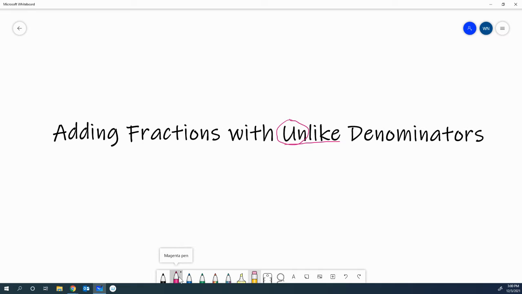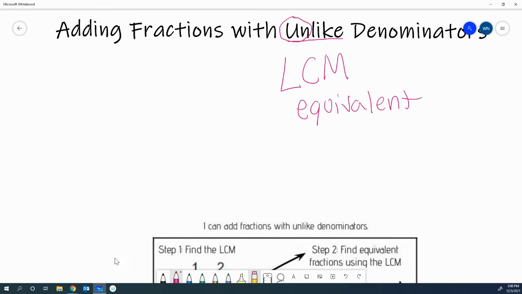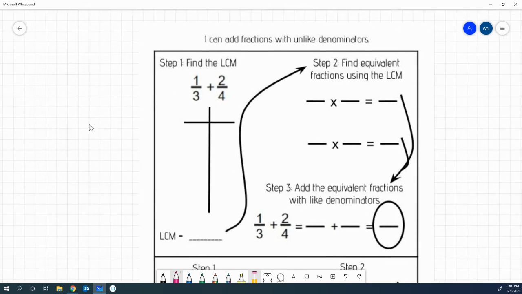So today, we are going to be using words like LCM, or least common multiple, and equivalent. Remember, equivalent fractions are simply fractions that are equal. We're going to be using our LCM to create equivalent fractions so we can add these fractions. Let's dive in. The first side of the sheet I want you to work on looks like this.